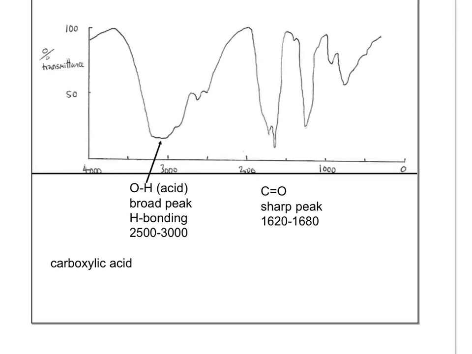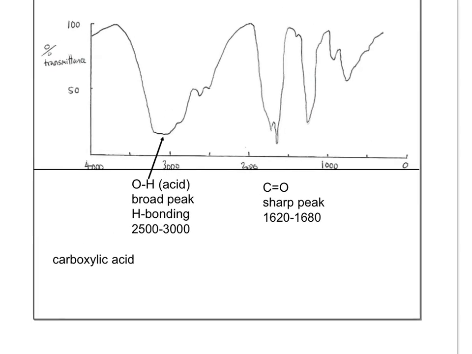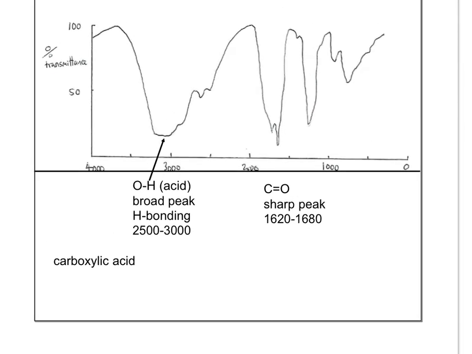So this is the IR spectrum of a carboxylic acid. We can't give any more precise details than that because we haven't got the molar mass. But this is the 2500 to 3000 wave numbers, the OH acid broad peak, again because of hydrogen bonding, and this is the sharp peak of a carbonyl, which is between 1680 and 1620. It's very important we give a range like this. We quote the range from the back of the periodic table datasheet.